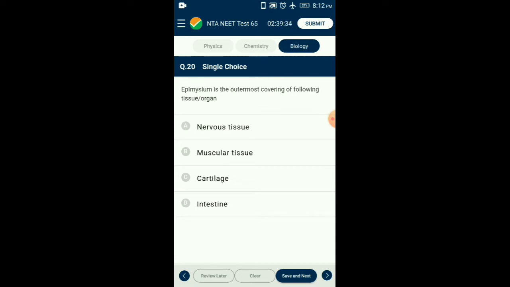The epimysium is the dense connective tissue that surrounds the entire muscle tissue. The perimysium is the connective tissue that surrounds each bundle of muscle fibers. The endomysium is the connective tissue that covers each single muscle fiber, or myofiber, or muscle cell. So the answer for this question is option B, muscular tissue.